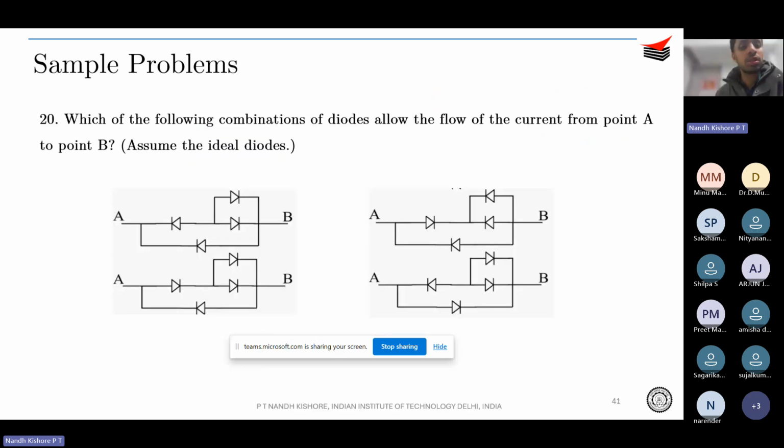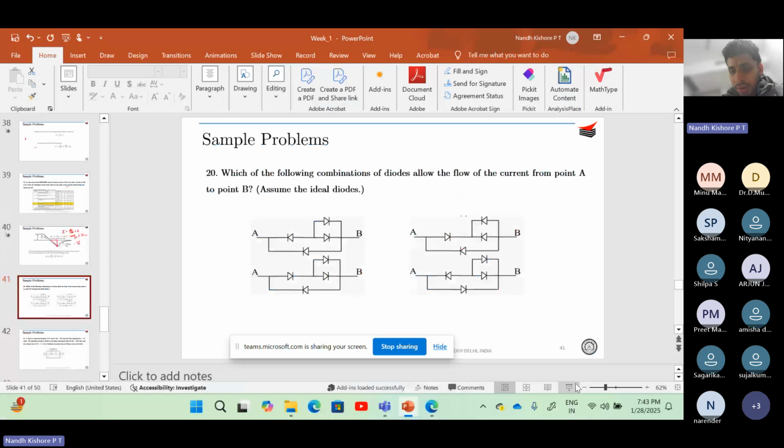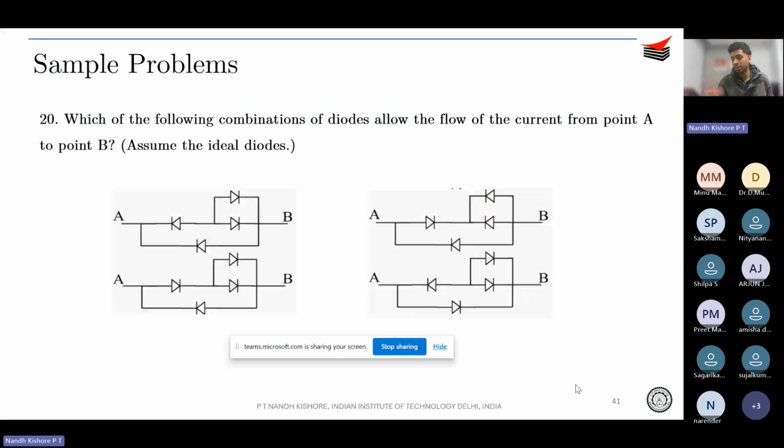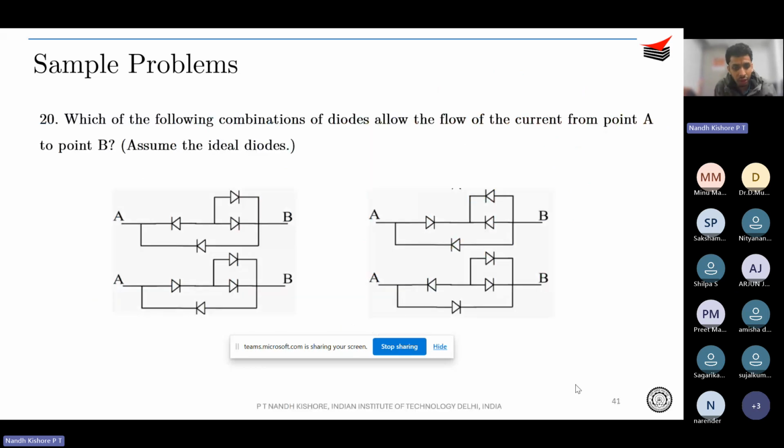Okay. So any doubts so far? I'll just pause for a minute over here. If you have any doubts, please let me know. We have seen quite a few numerical problems in thermal aspect and then towards power loss, and we also saw problems on reverse recovery, right? So these are major questions that can be asked from diode portion. So any doubts so far, you can let me know.